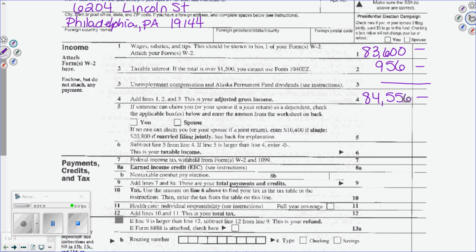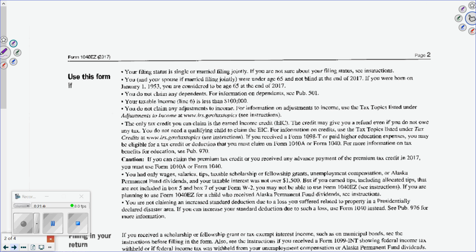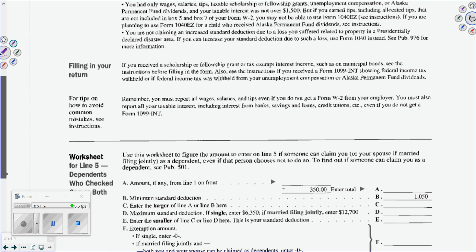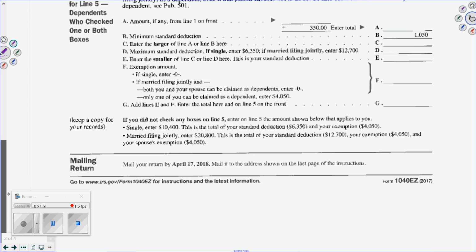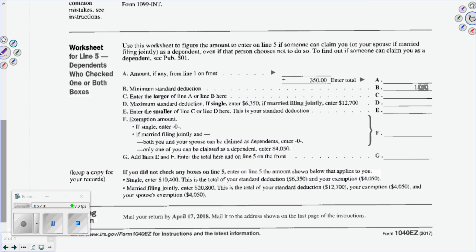Line 5. If someone can claim you, or your spouse, if a joint return, as a dependent, check the applicable boxes below and enter the amount from the worksheet on back. Okay, so for this one, is anyone claiming her? She's just herself, right? So if we look at the back, here's the worksheet it's referring to. This is trying to help you figure out if you can file this or not. Use this worksheet to figure out the amount to enter on line 5 if someone can claim you. Again, they're trying to make this foolproof. If you don't know, let's use the worksheet on the back and we'll figure out what we should put here.